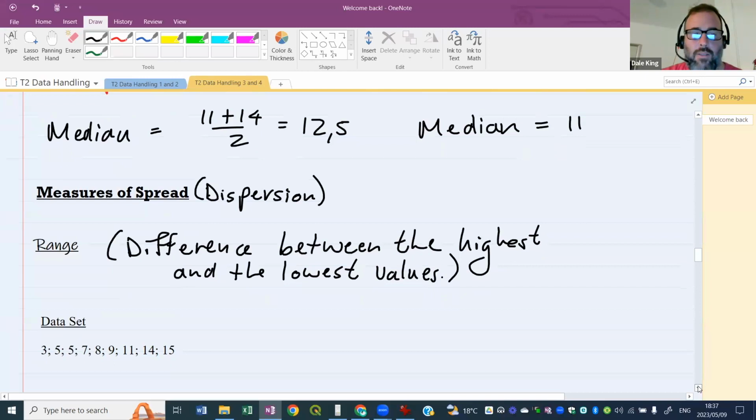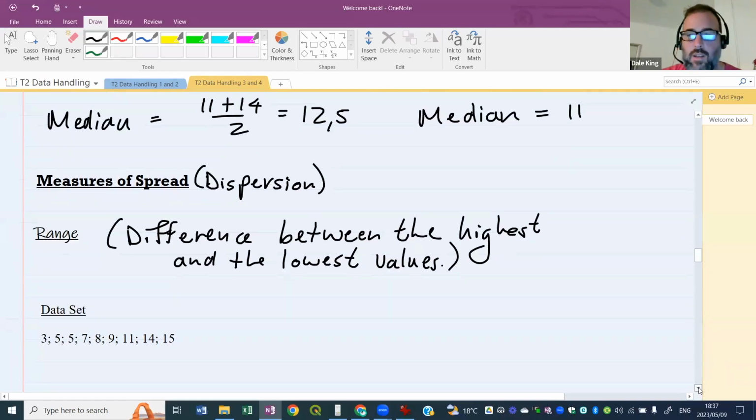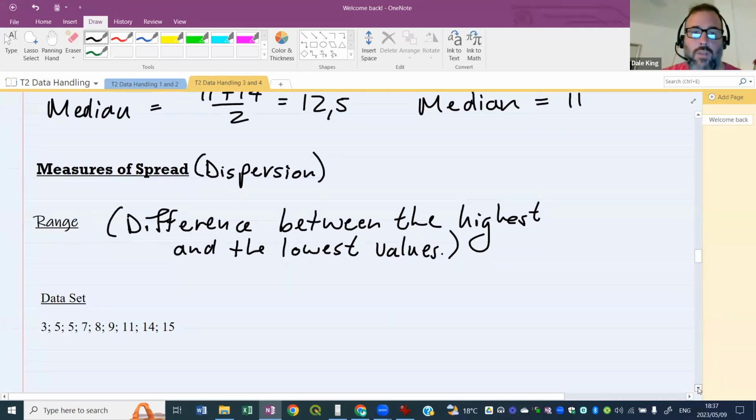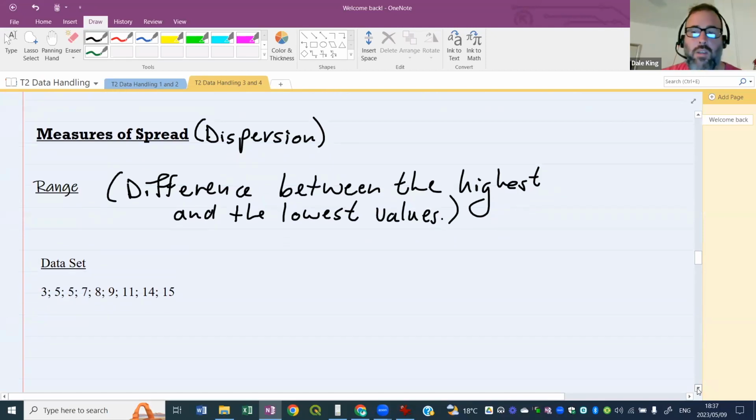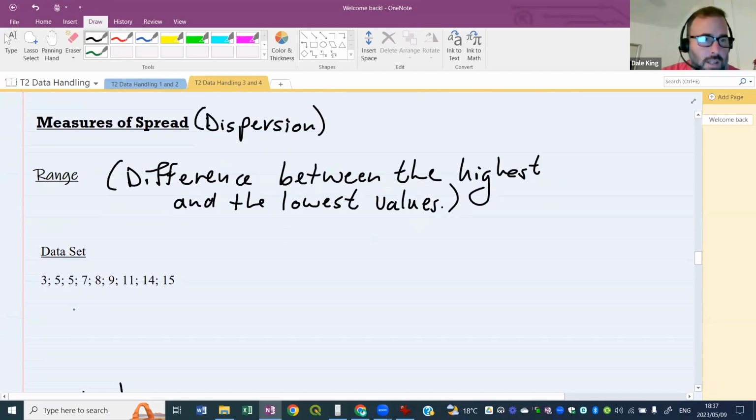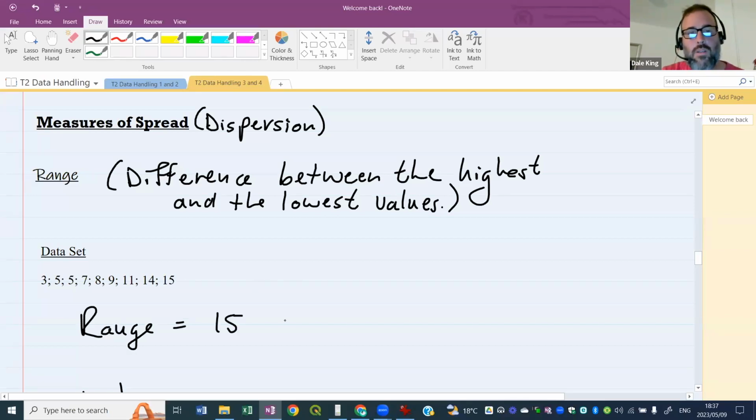Okay, now, unfortunately, in a range calculation, it really helps to have your data set in order. I'm not going to make you guys reorder data sets again, so I've got a data set in order here. So to work out the range, all we have to do is say the highest, and the word difference means subtract, so the highest minus the lowest. Okay, in this case, it should give us 12.